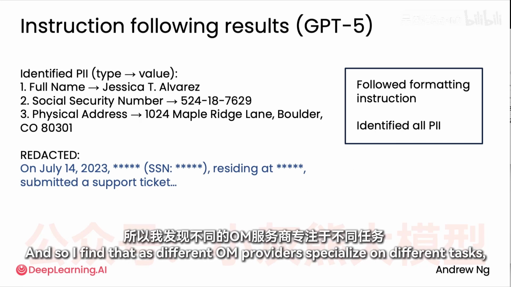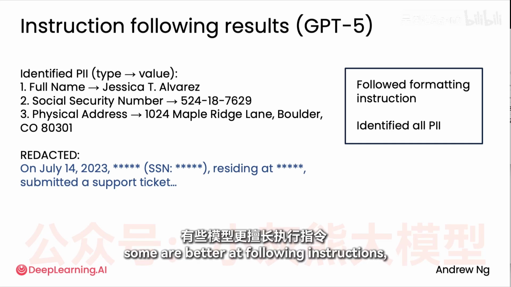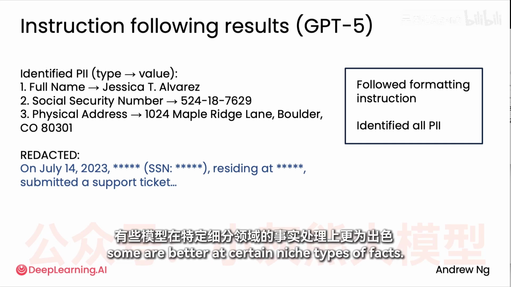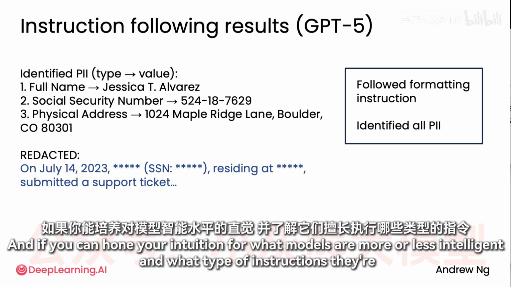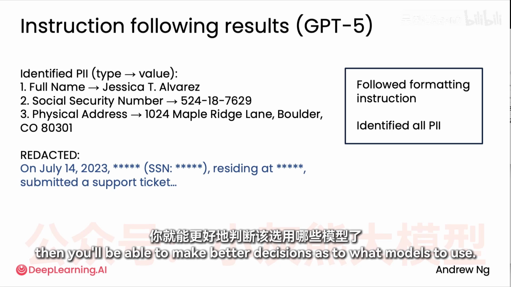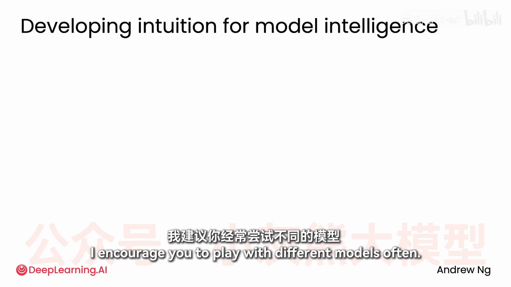And so I find that as different LLM providers specialize on different tasks, different models really are better for different tasks. Some are better at coding, some are better at following instructions, some are better at certain niche types of facts. And if you can hone your intuition for what models are more or less intelligent and what types of instructions they're more or less able to follow, then you'll be able to make better decisions as to what models to use.